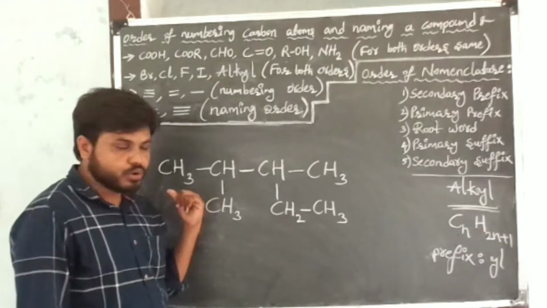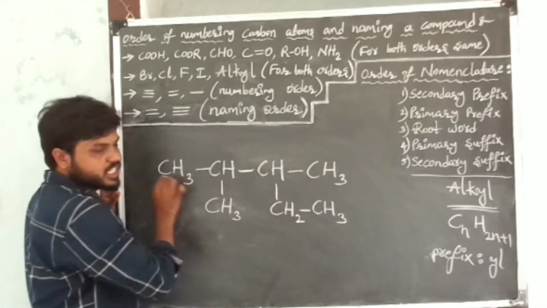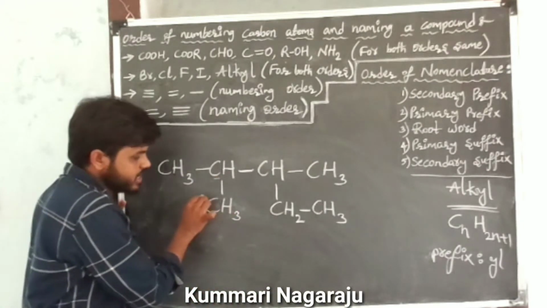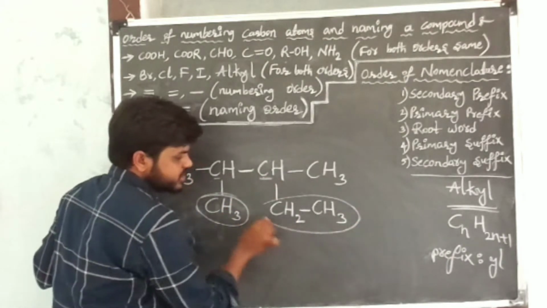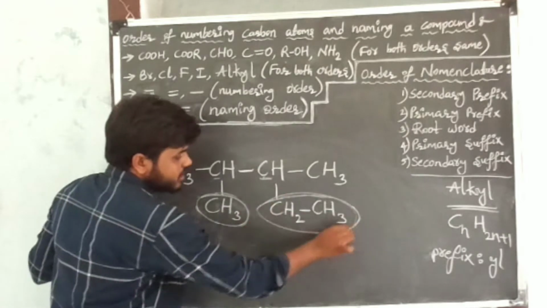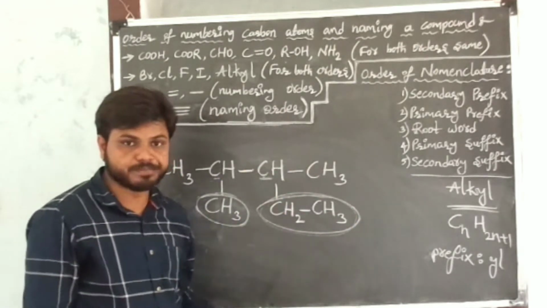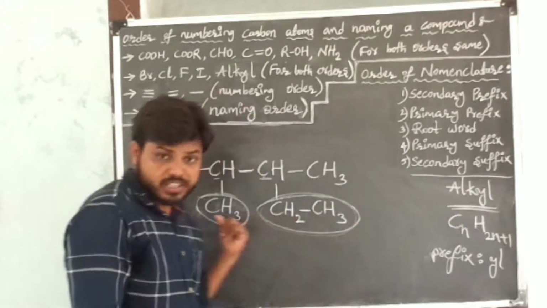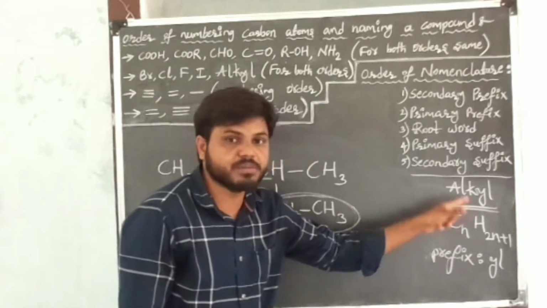In the given carbon compound, this is the principal chain. At one carbon one substance is present, and at another carbon another substance is present. In total, two substances are present in the given carbon compound. These two substances belong to alkyl groups. You can check with the general formula of alkyl group.